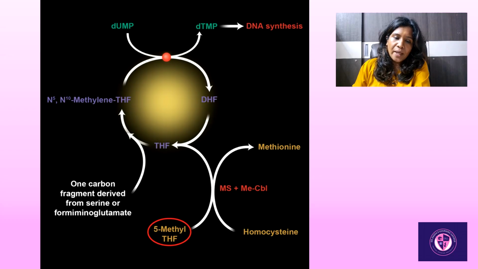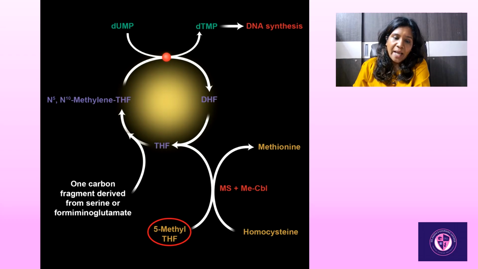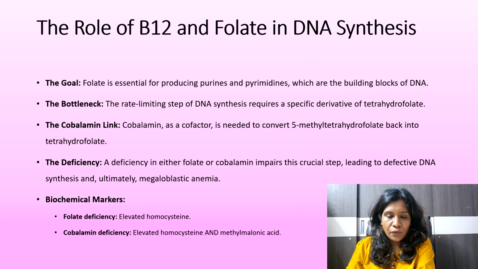Also, in a folate deficiency, the only impact is in step 1. So when there is only one impact in step 1, we see only elevated homocysteine as a biochemical marker. But in cobalamin deficiency, because it also impairs the second reaction that converts methylmalonyl CoA to succinyl CoA, we see both elevated homocysteine levels and elevated methylmalonic acid. So that is primarily the difference in the biochemical markers between these two processes. Just please look at these images, take a screenshot and store it for your future.